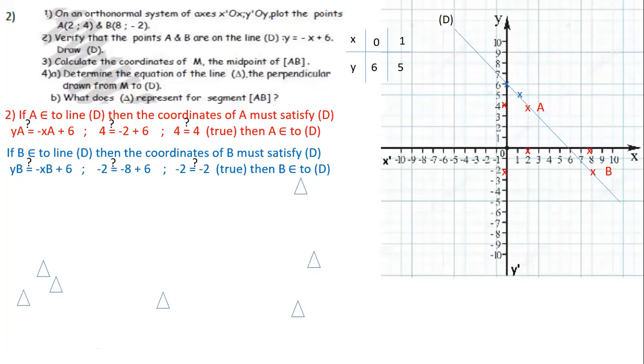Whenever the question says plot D, draw D, or construct D, we always draw the line given its equation, so we must draw this table. We take x and y. We take 0 as the first value to get y by replacing here, and 1 as the second value to get y by replacing here. Then we plot these 2 points and connect them to get the straight line that we want.